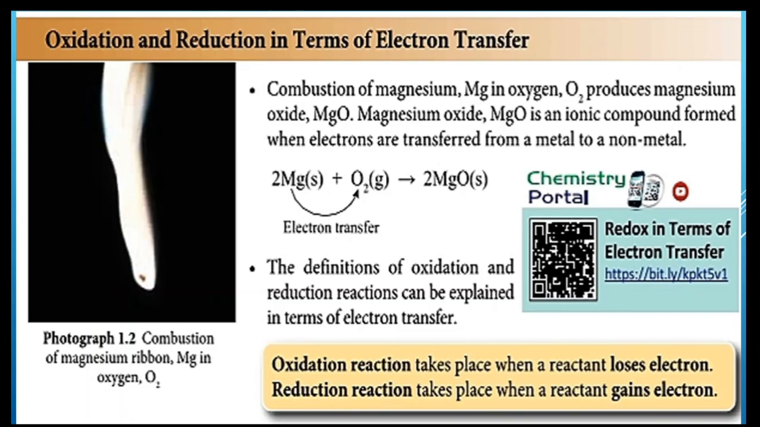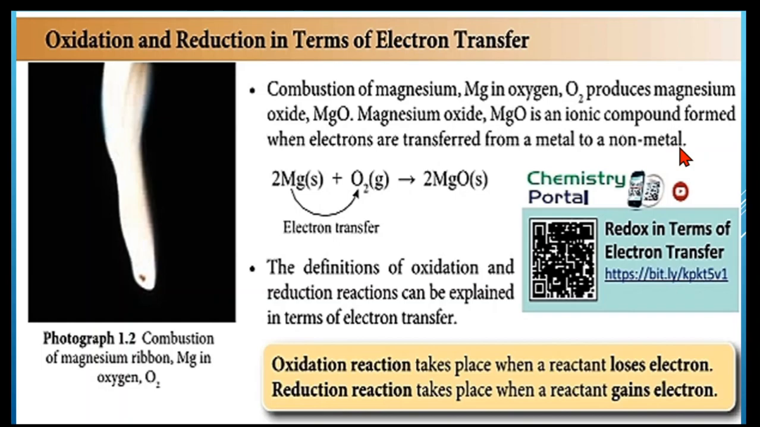The third one. Oxidation and reduction in terms of electron transfer. Dari segi electron transfer. Electron transfer here means you gain or donate electron. Itu maksud dia. So, combustion of magnesium in oxygen produces magnesium oxide. Magnesium oxide, MgO, is an ionic compound formed when electrons are transferred from a metal to a non-metal.